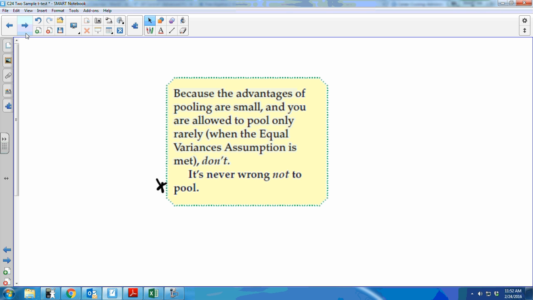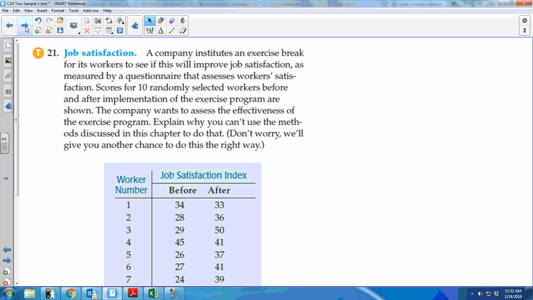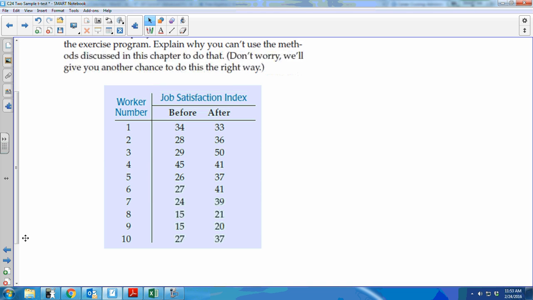So I've got two examples. One of them we don't really have to do anything, but the other one will do the hypothesis test. 21 says a company institutes an exercise break for its workers to see if this will improve job satisfaction as measured by a questionnaire that assesses worker satisfaction. Scores for 10 randomly selected workers before and after implementation of the exercise program are shown. The company wants to assess the effectiveness of the exercise program. Explain why you can't use the methods discussed in this chapter to do that. So why can we not do a 2-sample t-test for this set of information? Think about your condition.